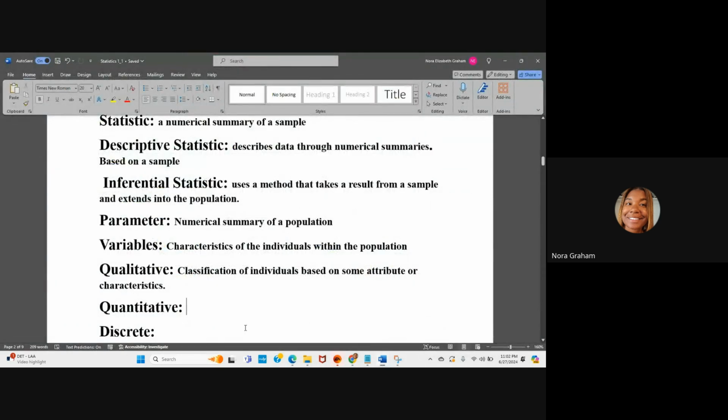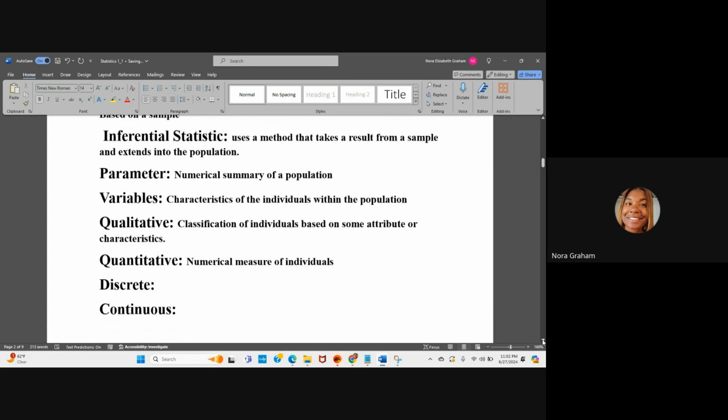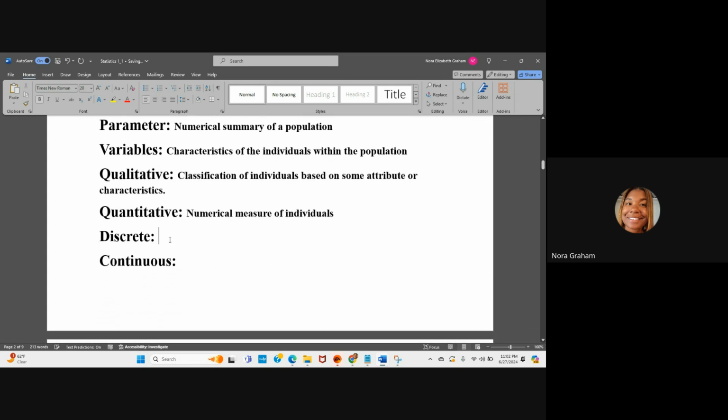Then we're going to have quantitative. Quantitative is a numerical measure of individuals. Usually that's going to be something like temperature, or age range, or something like that, right?